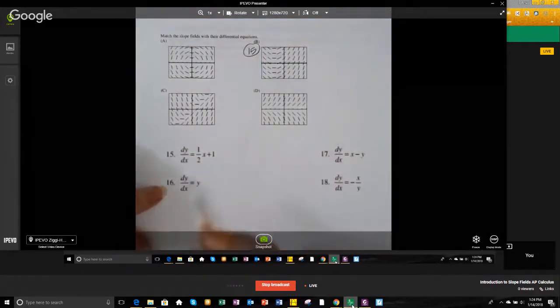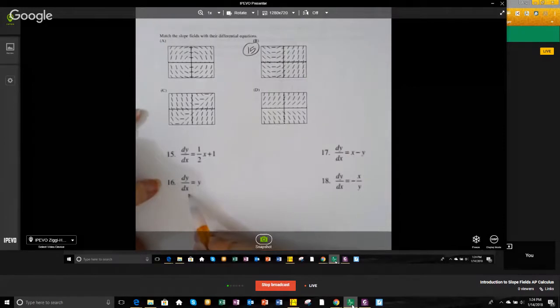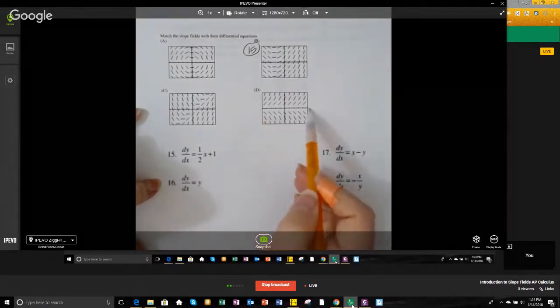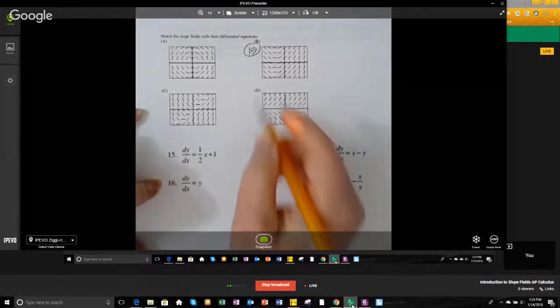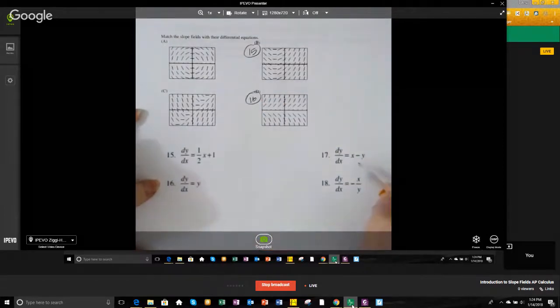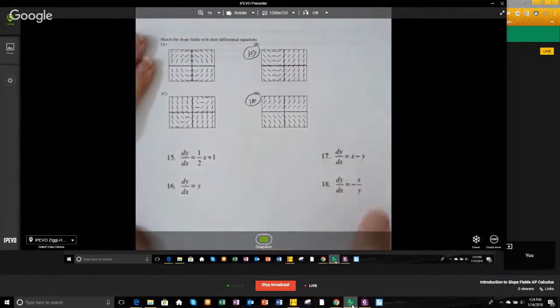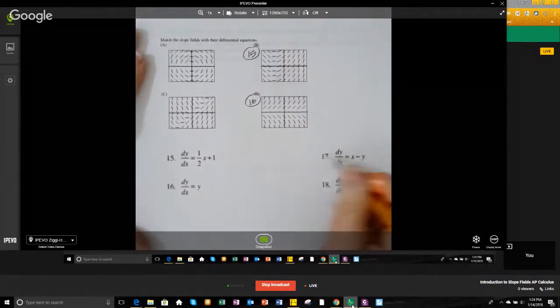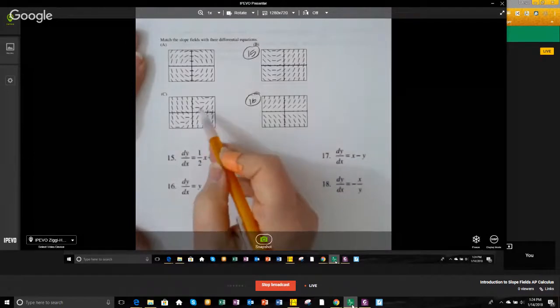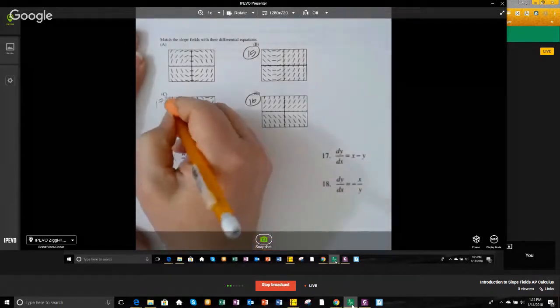All right, 16. dy dx equals y. When y is 0, we're going to have 0 slopes, which is the x-axis. So I hope you can see that I have 0 slopes here. So 16 is going to have to be D. Now, when am I going to have 0 slopes? When x equals y for number 17. And do you see a slope field where I have 0 slopes along the line y equals x? And there it is. So that's going to be 17.